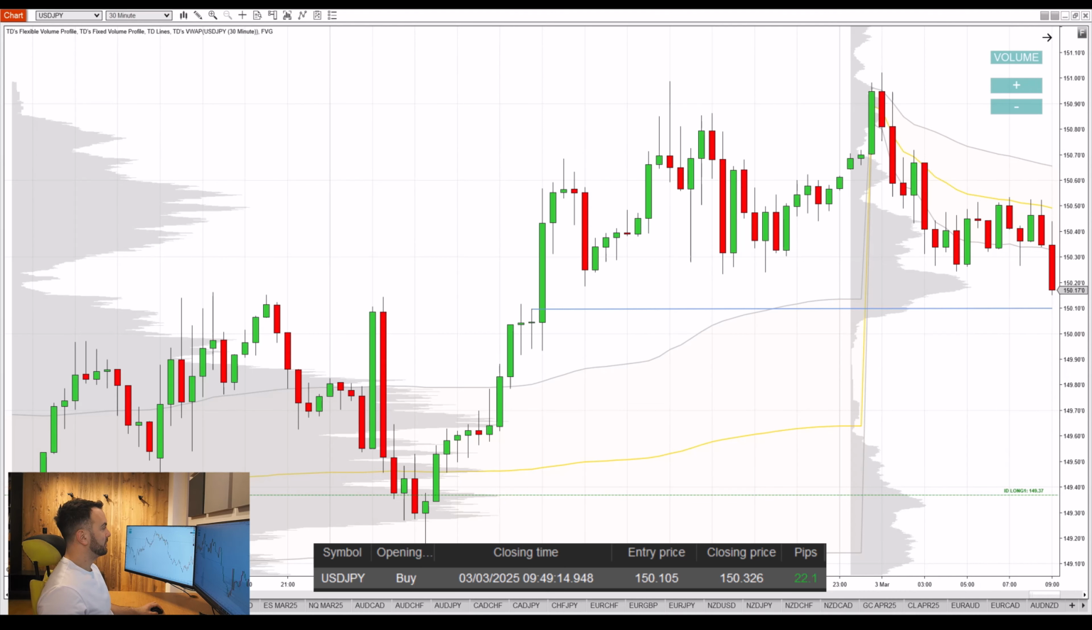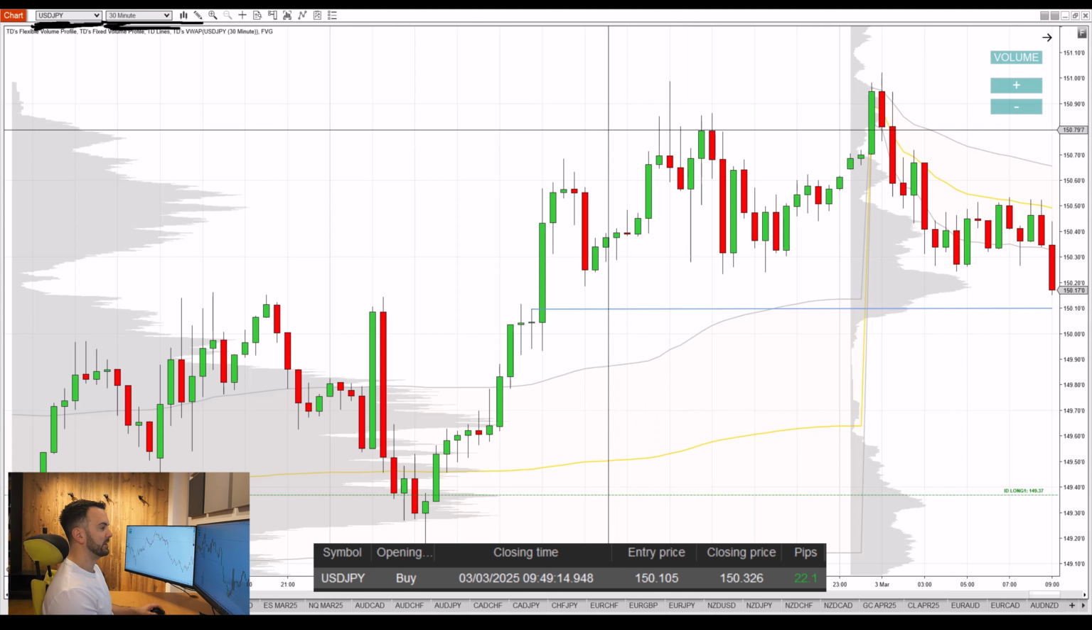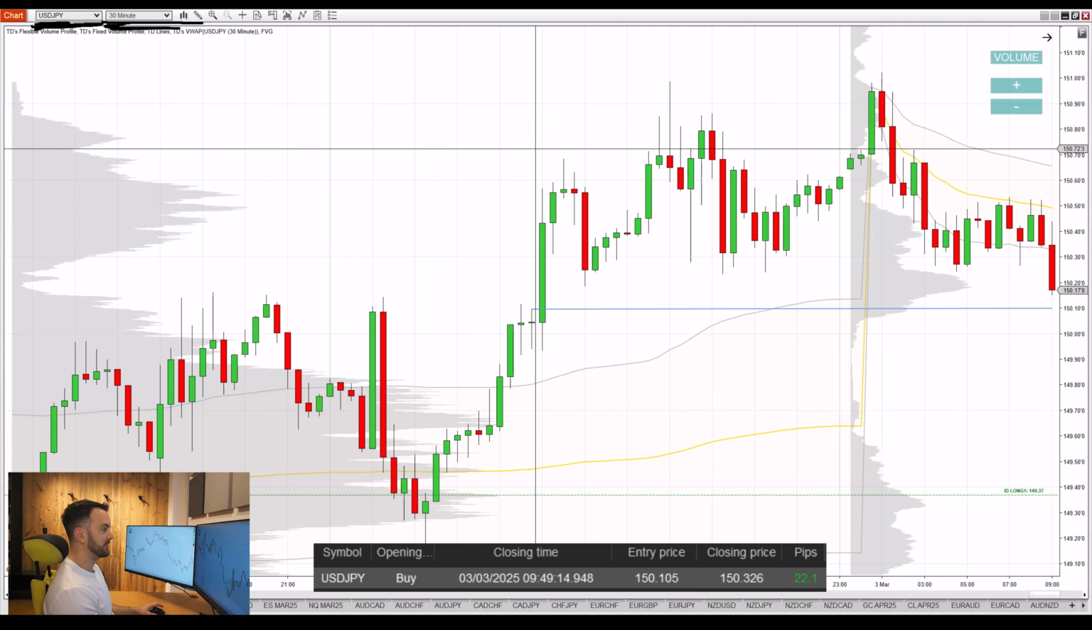So what you see before you is the NinjaTrader 8 platform, and this is US dollar Japanese yen on a 30-minute chart. This is the chart and how it looked when I was doing the analysis. First, let me tell you what the trade was based on, alright?